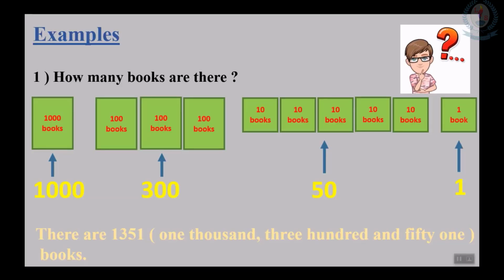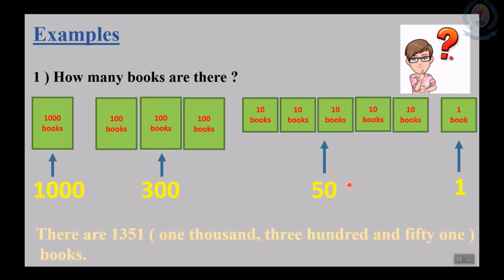Shall we go to some examples, children? First one, how many books are there? Right now look at this one. In here 1000 books are there. In this set 100 books are there, 100 books are there, 100 books are there. Altogether how many books are there? 300 books are there. Then in here 10 books, 10 books, 10 books, 10 books, 10 books.